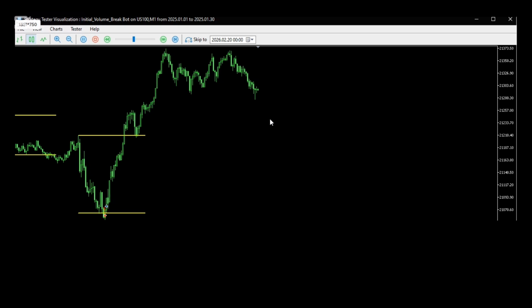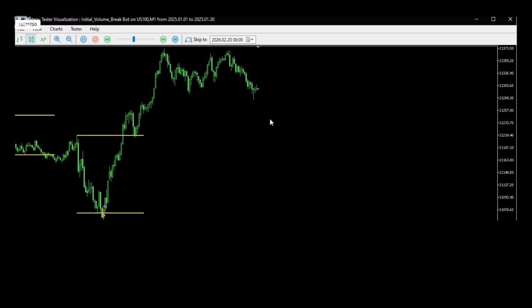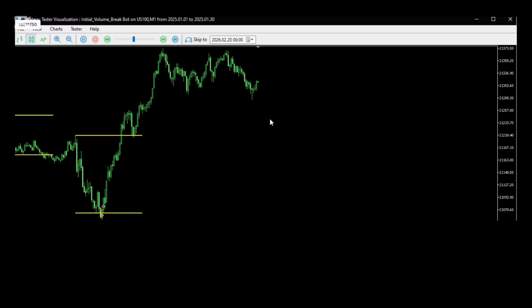Overall, the institutional volume break is a powerhouse when you filter it with the right code. Whether you trade it aggressively like our bot or wait for the retest like a pro, understanding the DNA of the move is the key to escaping the retail trap.